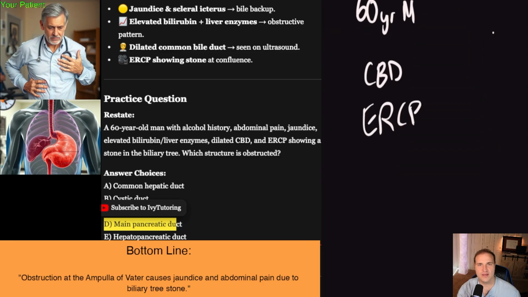What about the main pancreatic duct? Well, that's pancreatic secretion, right? So that would just cause pain, but you wouldn't see the jaundice. And the hepatopancreatic duct, that's usually just a pretty vague and often misused term, but it usually refers to the common bile duct near the ampulla, but this is definitely not as specific as C.